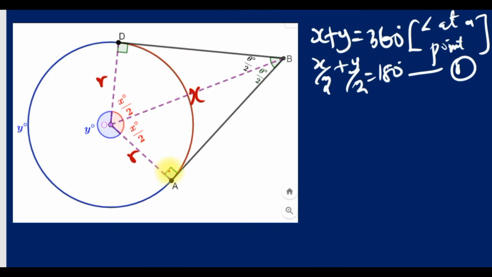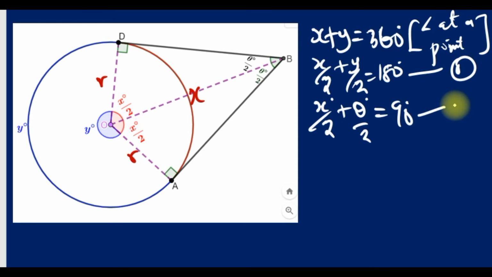Since one of the interior angles of the triangle is 90, the sum of the other two angles must be 90 for it to be a triangle. The sum is 180, so this is 90. So adding this and this must give us 90. So we see that x over 2 plus theta over 2 must give us 90. Yes, equation 2, based on the angle sum theorem for a triangle. If you add everything, it must be 180.